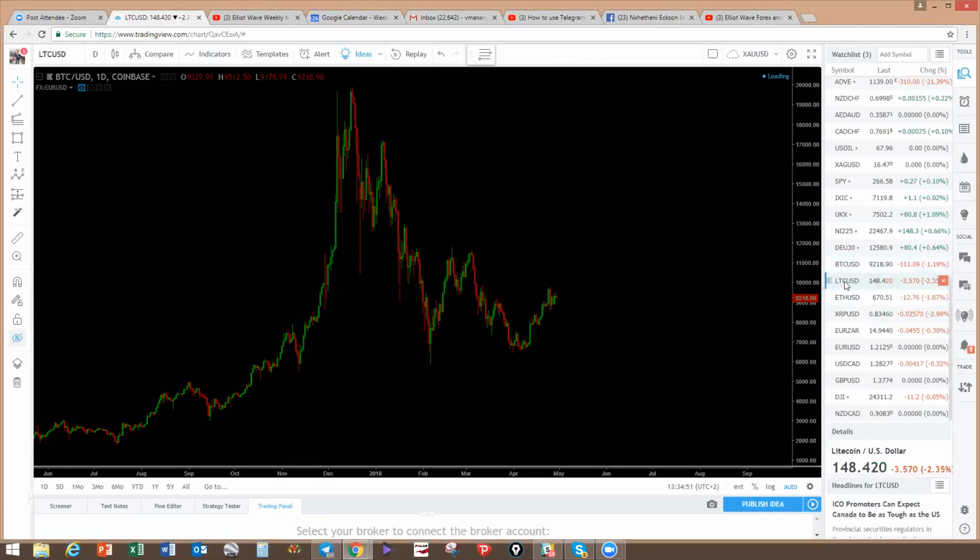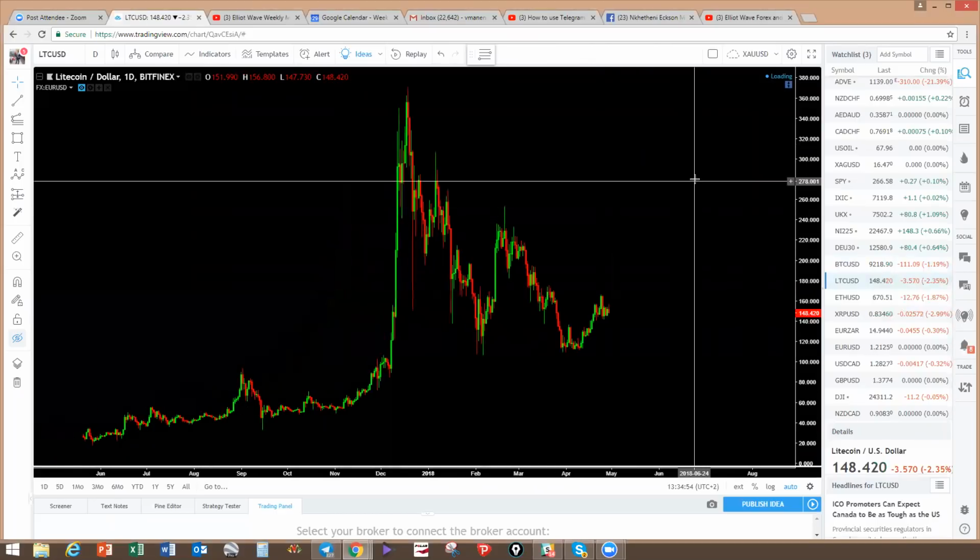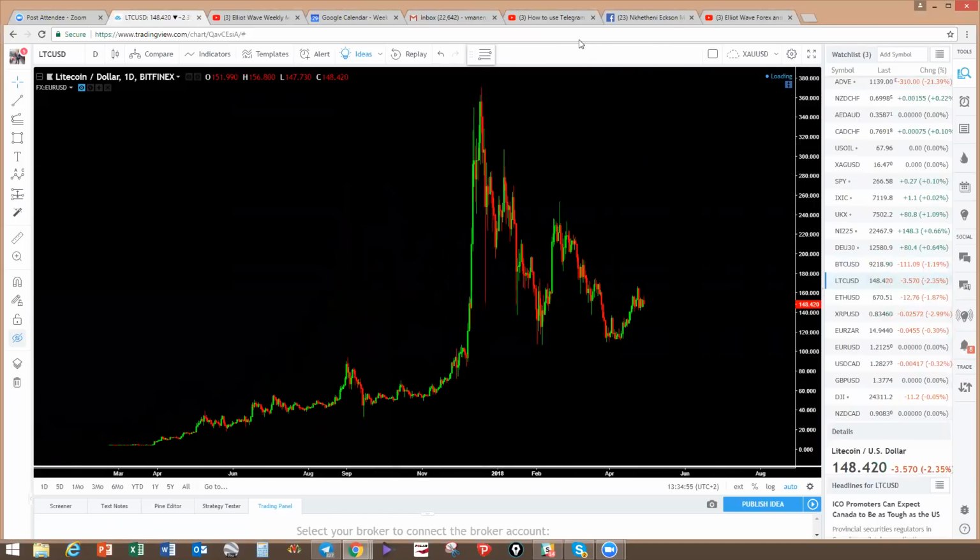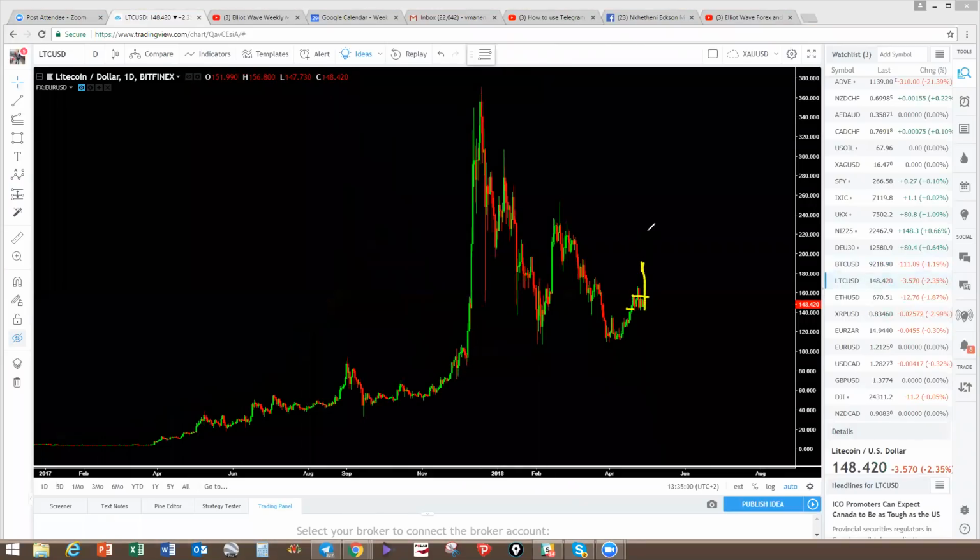Litecoin, similar structure, exactly the same structure, no change there. Just looking for it to come back and retest the top. We'll see what happens there. If we get to the top, we get an impulse down. You get a correction, you're taking it down. Right now, you're taking every correction to the upside. That's your target to the top.